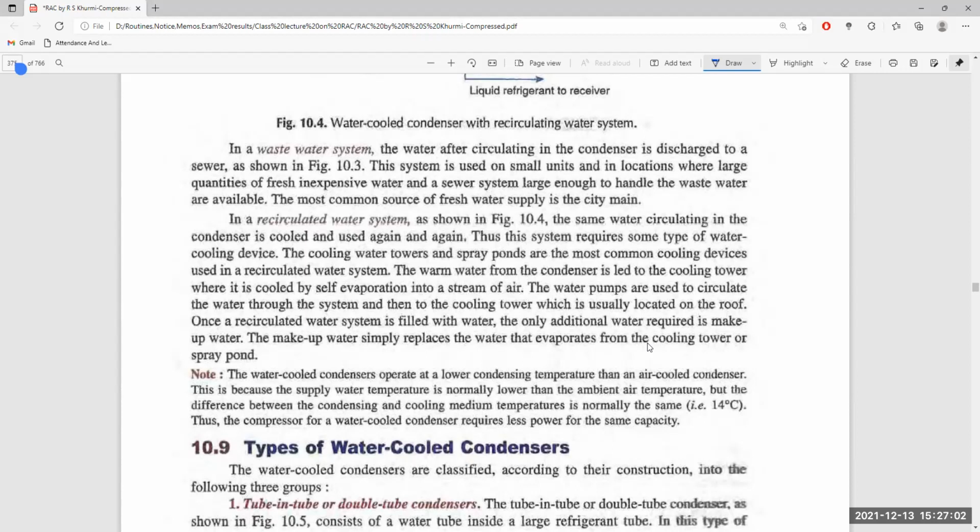So in this recirculated water system, we recirculate the water over the condenser and get the hot water outside the condenser, and we use a cooling tower system which reduces the temperature of the water and thus brings it to the atmospheric or human safe level.